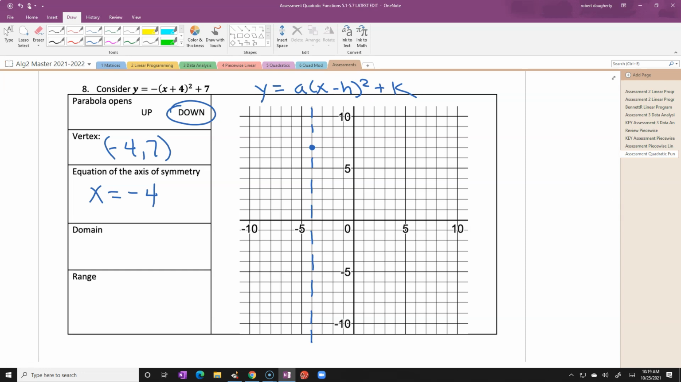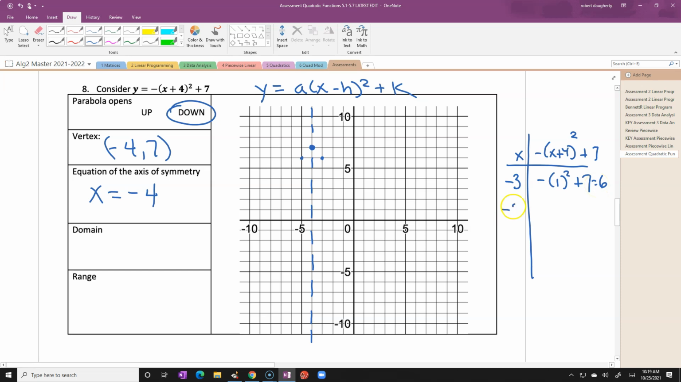Okay. So I can substitute values, or I know from the behavior of the graph that it's going to be this. Let's just substitute those points. You've got y equals negative x plus 4 squared plus 7. So when you substitute in a -3, this is going to give you 1 squared plus 7, so -3, 6. That's the point that I just graphed.